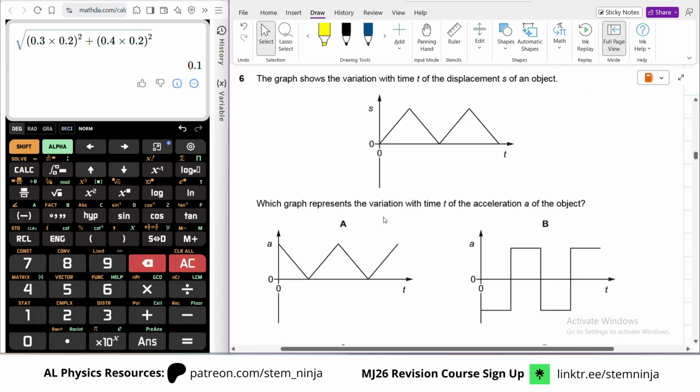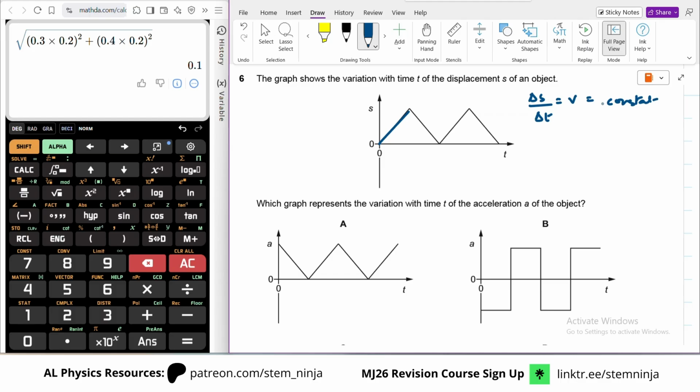The graph shows the variation with time t of the displacement s of an object. Which graph represents the variation with time t of the acceleration a of the object? So the gradient of the displacement-time graph represents velocity. So in all of these phases, this is constant. That means velocity is constant in all these phases, whether it's increasing or not. So this is positive velocity, this is negative velocity, this is positive velocity, this is negative velocity. The only change in velocity is coming over here. It's going from positive to negative.